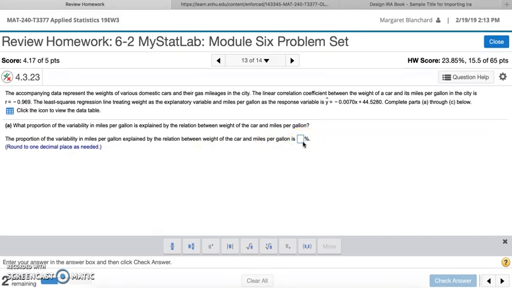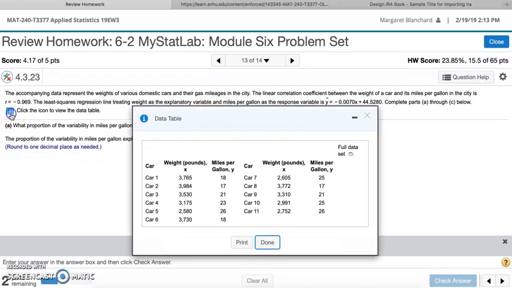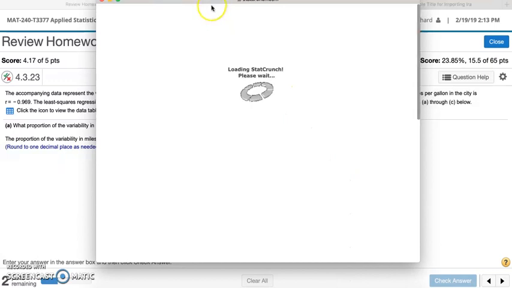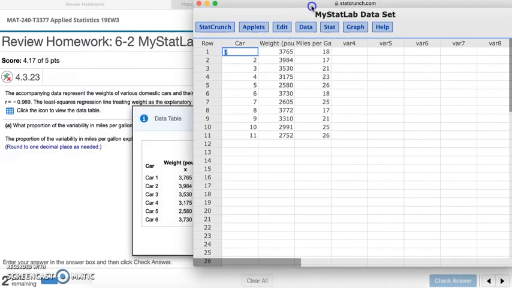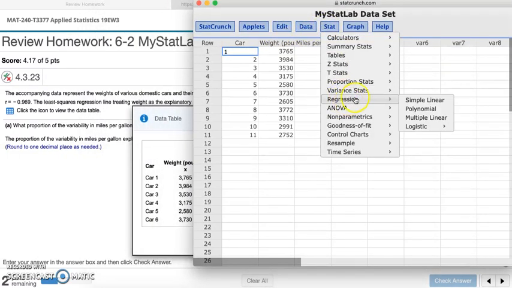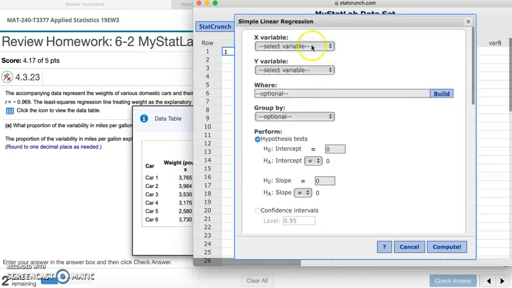I'm going to show you really quick how to find it in StatCrunch, just for other problems or for the final. Once we open our data set in StatCrunch, we're going to go to Stat, Regression, Simple Linear, and select our X and our Y variables. Now, I'm going to tell you for Part B, I know that we're going to need our residual plot, so I'm going to show you where to do that.